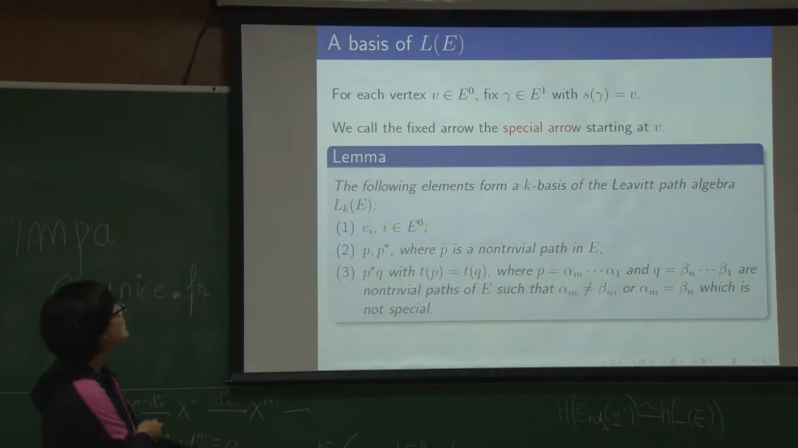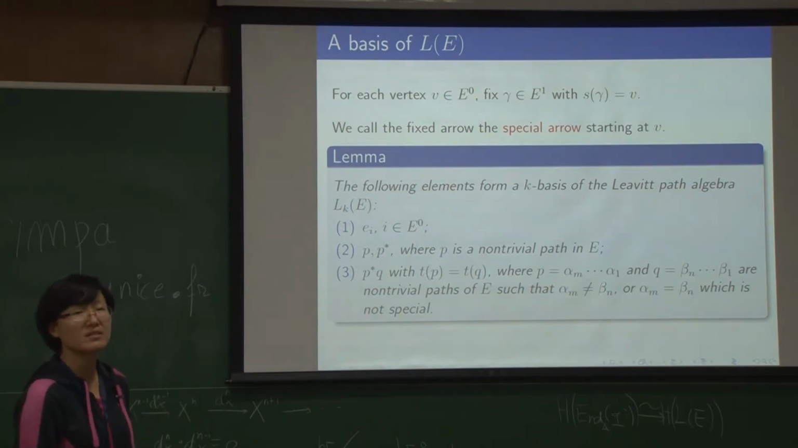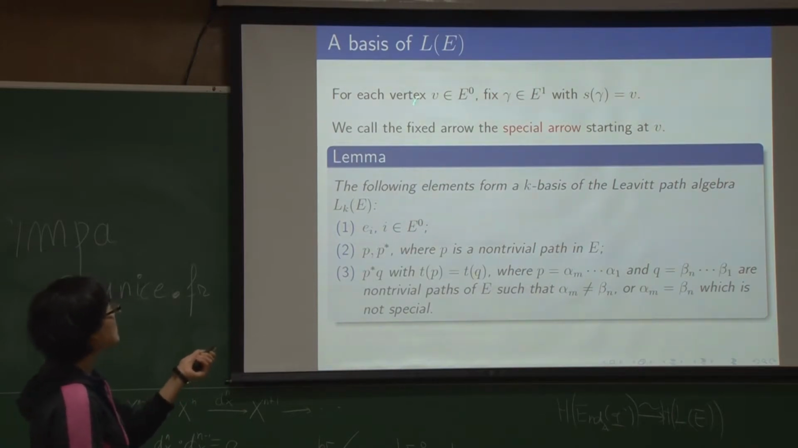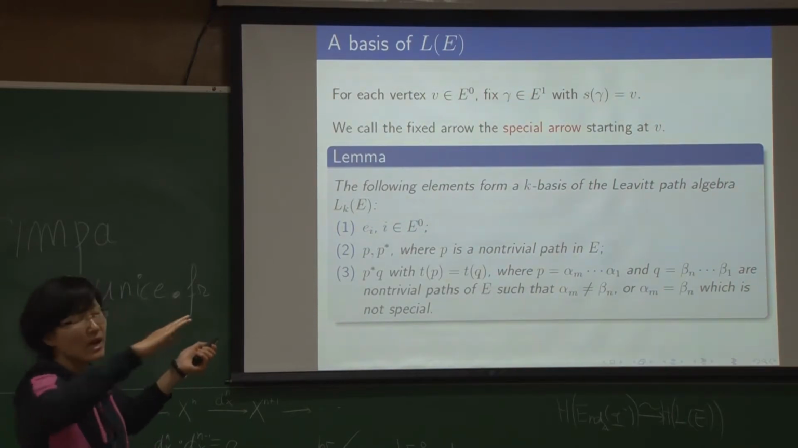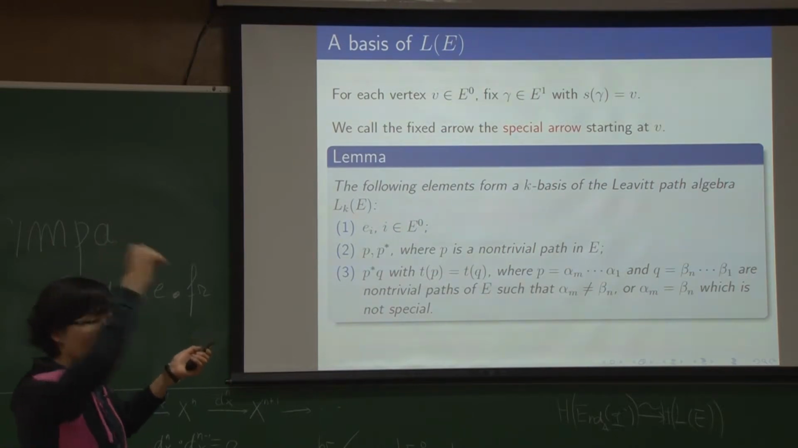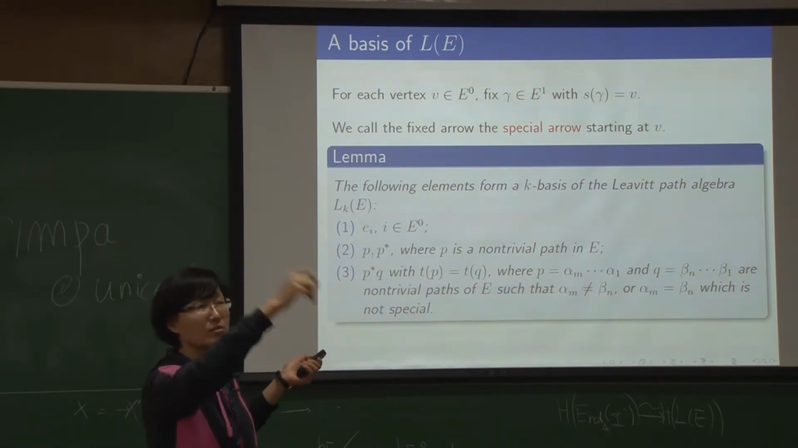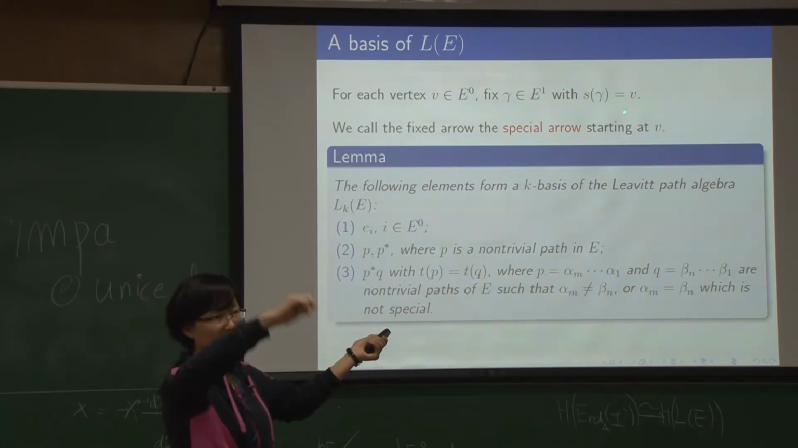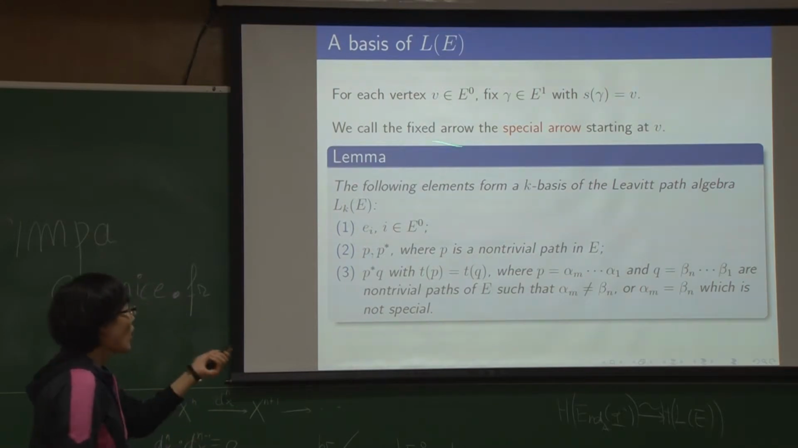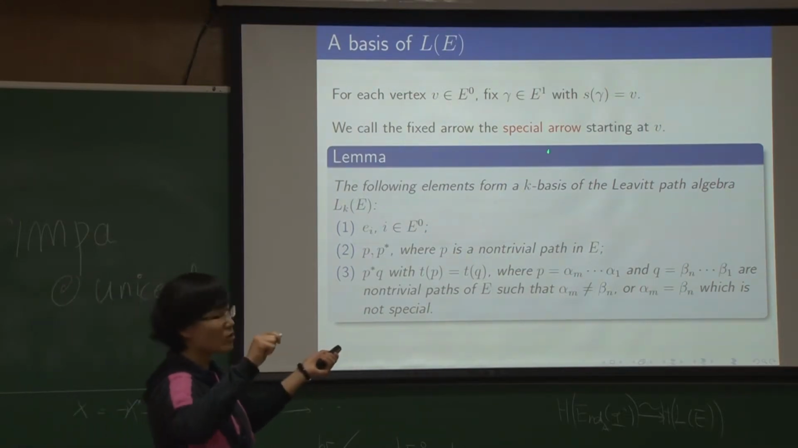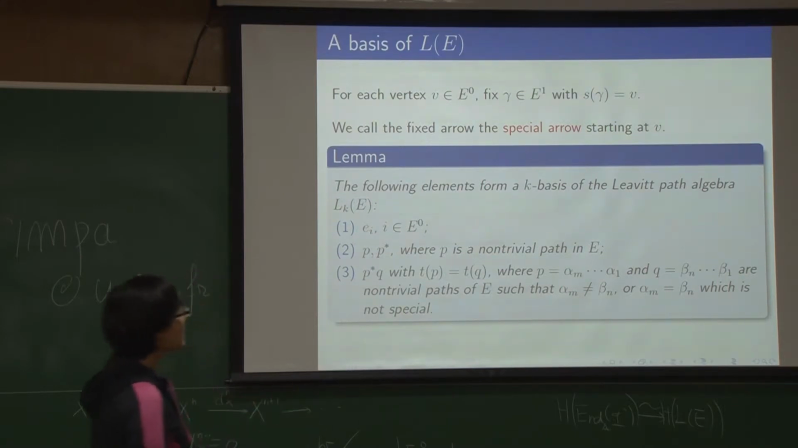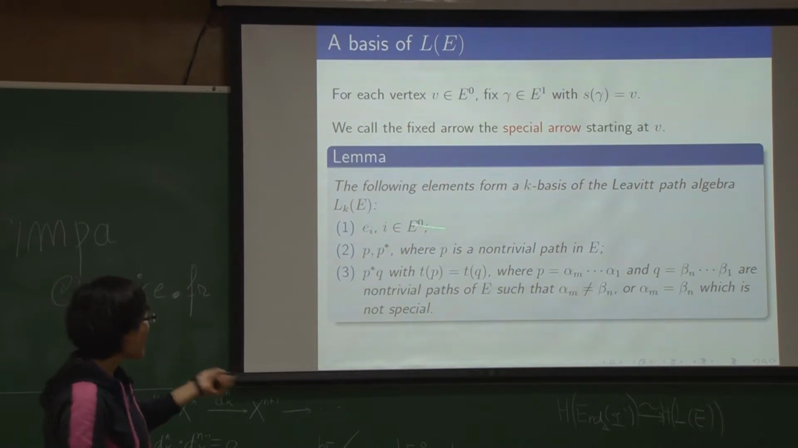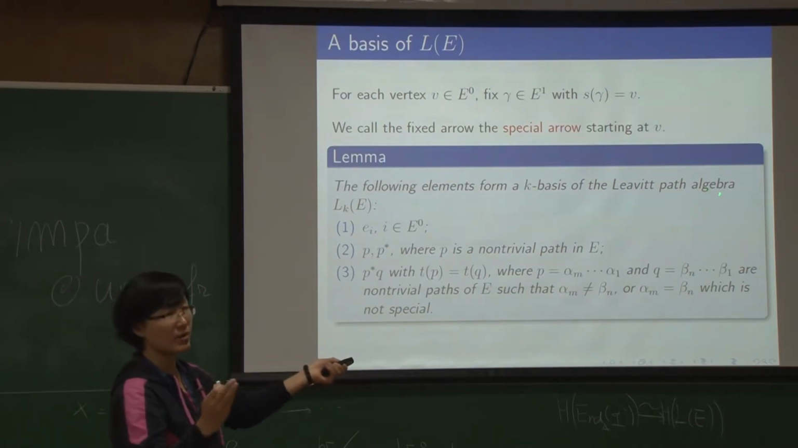So let's do the second part. We first recall the basis of the Leavitt path algebra. Here, for each vertex v in our graph, we know that our graph does not have sinks. So for any vertex, there are edges going out. So we just fix one, which is starting from the vertex v. We call the fixed arrow the special arrow starting at v. Then after we fix the special arrows, we can have a K-basis for the Leavitt path algebra.